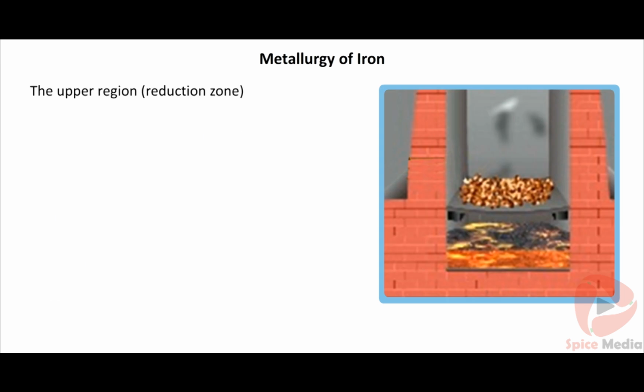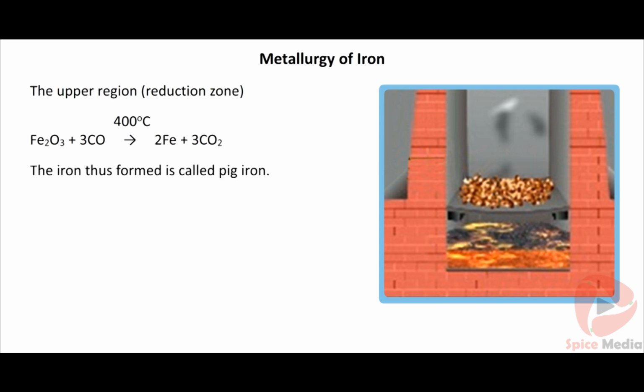The upper region, reduction zone. In this region, carbon monoxide reduces ferric oxide to form a fairly pure spongy iron. The molten iron is collected at the hot dome of the furnace after removing the slag. Fe2O3 plus 3CO at 400 degrees Celsius gives 2Fe plus 3CO2.